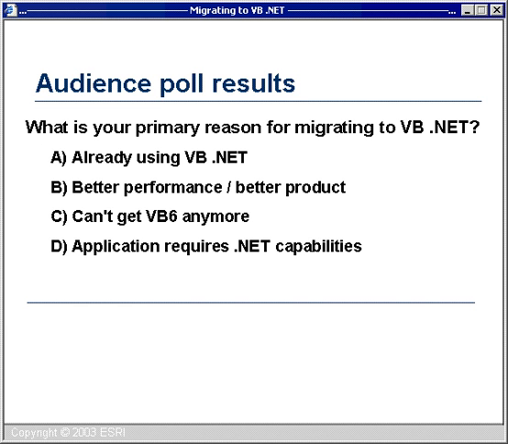And now let's find out why you have made the move. About 1/4 of you are already using VB.NET, probably for some of its new functionality. Half of you, though, indicate that you view VB.NET as offering better performance or being a better product. And the remainder of you are split between being unable to purchase Visual Basic 6 or application requirements dictating that you move to .NET. Thank you for participating, and let's continue with the presentation.